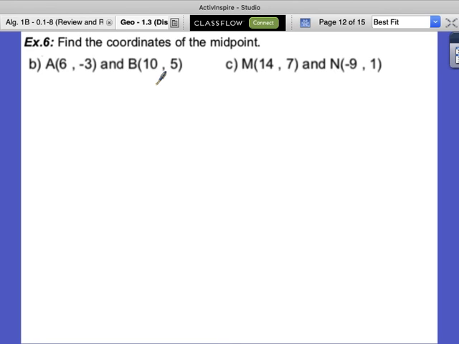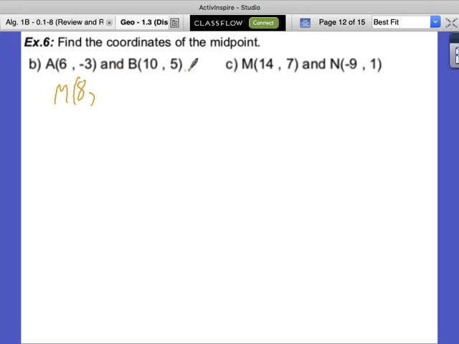Now, some of us might be able to look at this and say, okay, my midpoint's just going to be halfway between them for the x's and halfway between them for the y's, because that's what the average is. It finds the middle of those. So I could say, what's halfway between 6 and 10? 8. Now, if you wanted to do 6 plus 10 is 16, divided by 2 is 8, you can as well. 8.